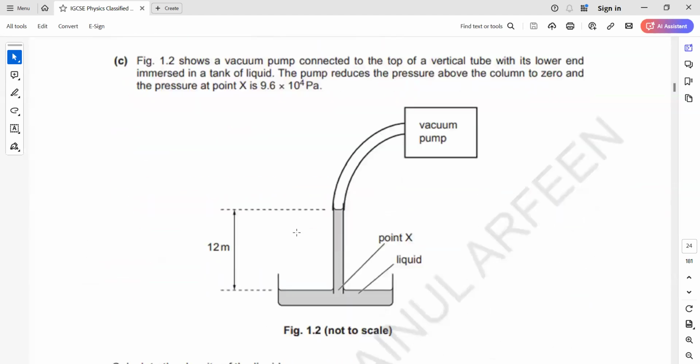The next one: figure 1.2 shows a vacuum pump connected to the top of a vertical tube with its lower end immersed in a tank. The pump reduces the pressure above the column to 0. Like here, the pressure from this side is 0.